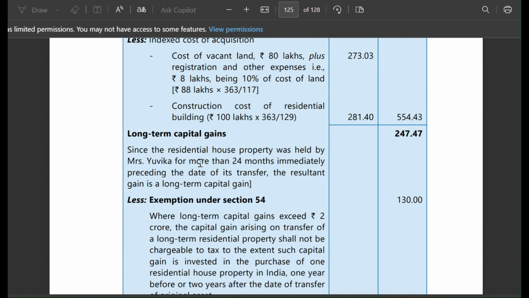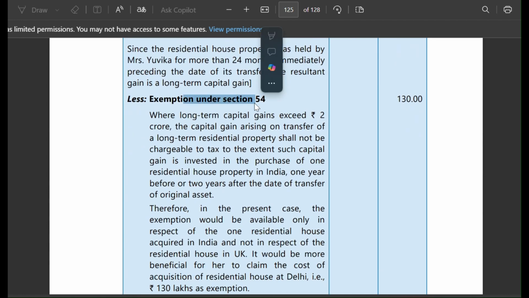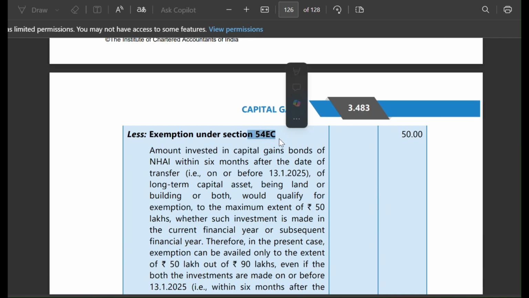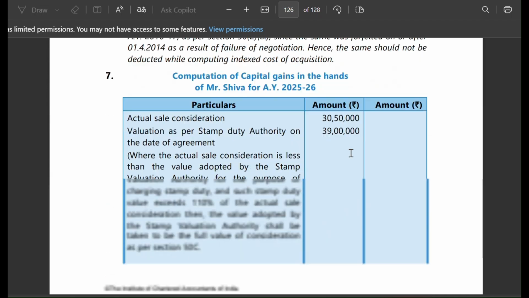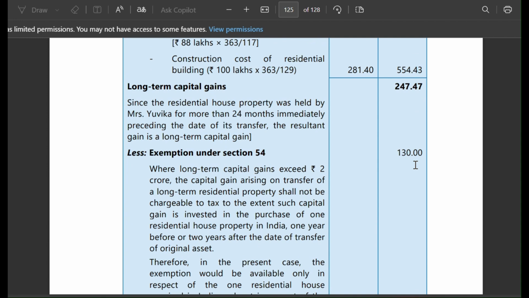This is a long term capital asset, so you should compute using the indexation benefit. You transferred the asset and also invested in assets, so you can claim exemption under section 54 and section 54EC. Here the section 54EC maximum limit is 50 lakhs, so you can take 50 lakhs. But here the capital gain is more than 2 crores, that is 2 crores 47 lakhs. If the capital gain is more than 2 crores, you can claim exemption for only one asset within India. For the benefit of the assessee, you can claim the higher asset value, that is 130 lakhs. Two assets will not be allowed as exemption, only one asset is allowed because the capital gain is more than 2 crores.